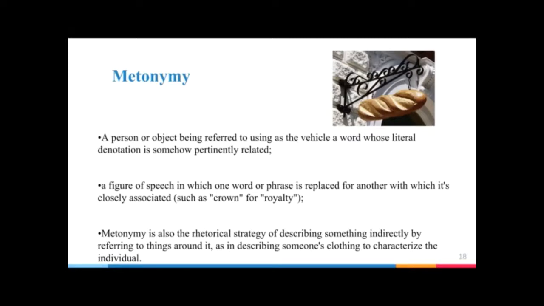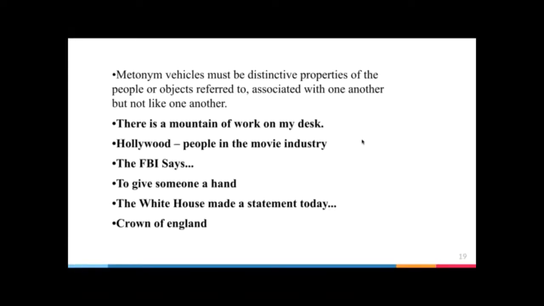Metonymy is a figure of speech in which one word or phrase is substituted for another with which it is closely associated, such as crown for royalty. It is also the rhetorical strategy of describing something indirectly by referring to things around it, as in describing someone's clothing to characterize the individual. Metonym vehicles must be distinctive properties of the people or object referred to.